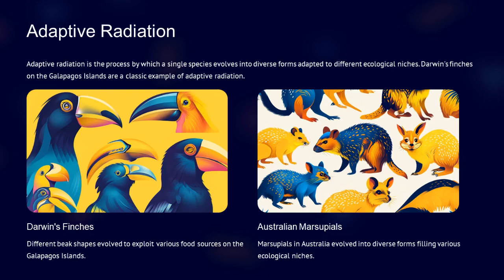Adaptive radiation is the process by which a single species evolves into diverse forms adapted to different ecological niches. Darwin's finches on the Galapagos Islands are a classic example, with different beak shapes evolved to exploit various food sources. Australian marsupials also evolved into diverse forms to occupy various ecological niches.